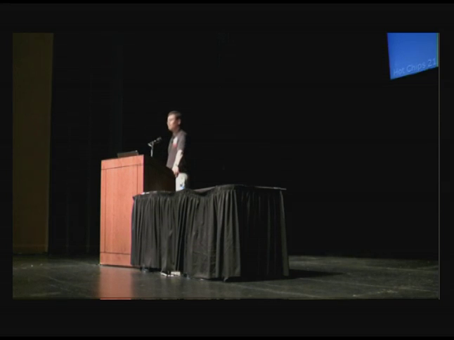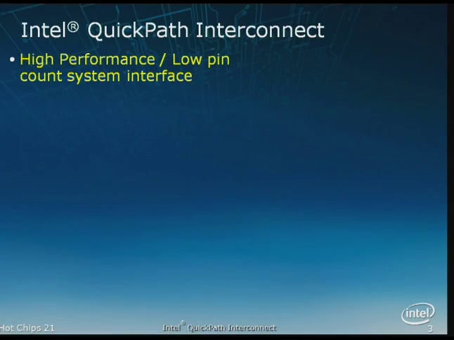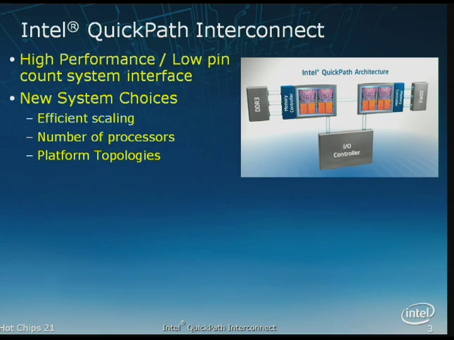So what is QPI? QPI for us is simply a high-performance, low-pin count system interface. I mean, that's what most of you like to hear, right? What does it do? Like HT, it basically provides us a definition of an interface that provides efficient scaling for the low end, as we grow up into larger base systems, like you'll hear a discussion later, I guess tomorrow, on our bigger part, Nehalem EX. And link-based systems basically allow you to have very diverse system topologies.